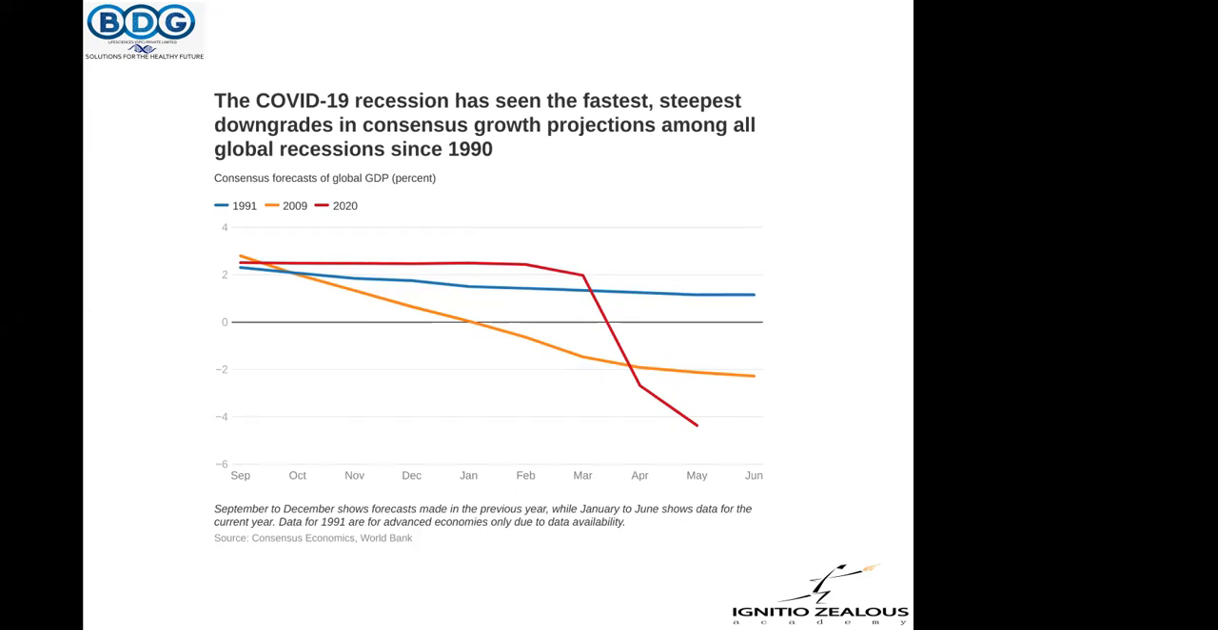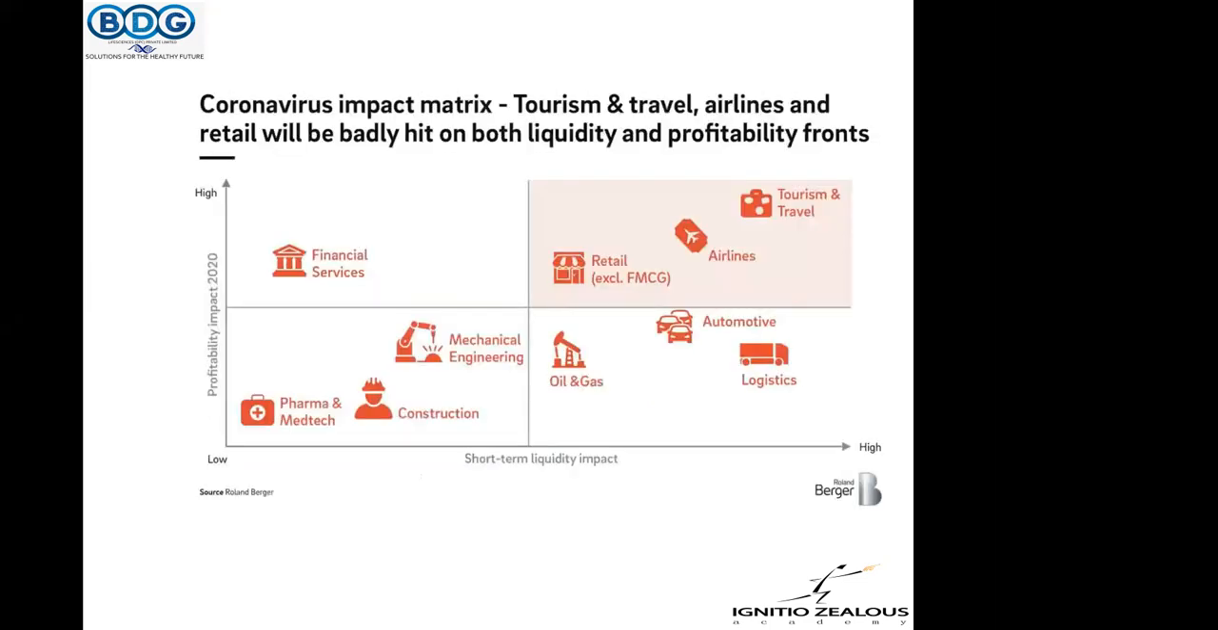The point I want to mention is that because of COVID-19, we are seeing the steepest, fastest downgrades in the growth projections of almost every industry in the world, and every country. All the GDPs are going down, economic recession is coming, industries are trying to maintain very few staff, people are losing their jobs. So many bad things are happening. But what I want to tell you from this slide is, there are many sectors affected, of course, and the biotech sector is one of the sectors which is affected.